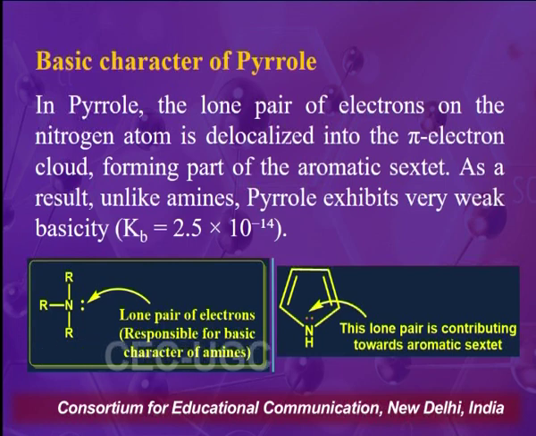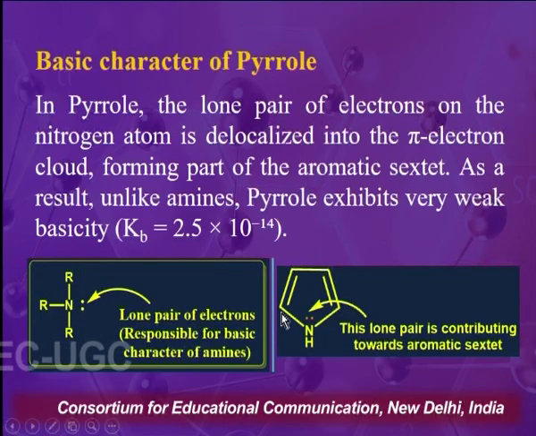Then we are going to discuss the basic character of pyrrole. The basic character of pyrrole is very interesting and we always compare it with the simple amine system. As we know, the basic nature of any kind of amine is due to the presence of the lone pair on the nitrogen atom, and this lone pair on the nitrogen atom is easily available for protonation, and that's why it can get protonated, and that's why all kinds of amines are basic in nature.